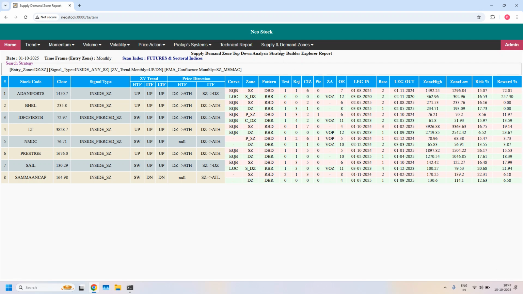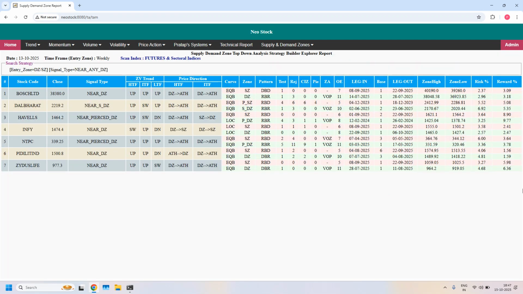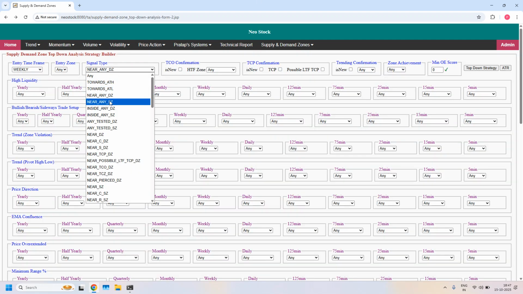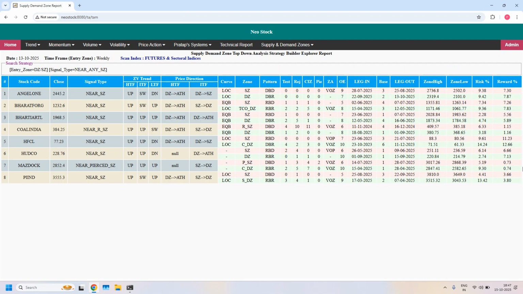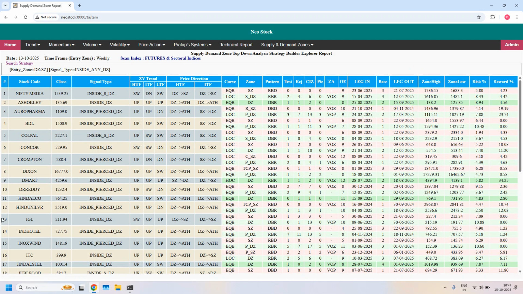Okay, next time frame is weekly. Stocks near to the weekly demand zone, we got 7 stocks. Next, stocks near to the weekly supply zone, we got 8 stocks. Next, price closed inside the weekly demand zone. First 17 stocks in the list. Scrolling the list down.